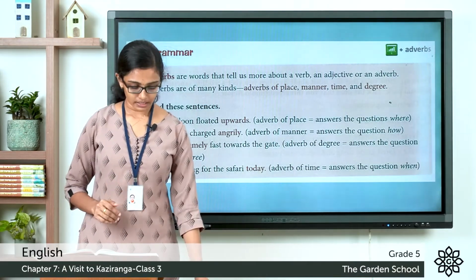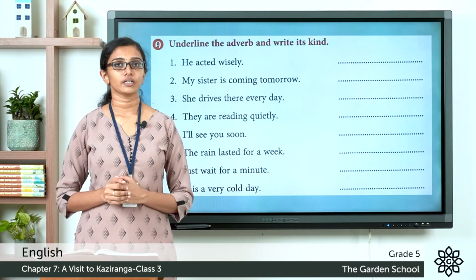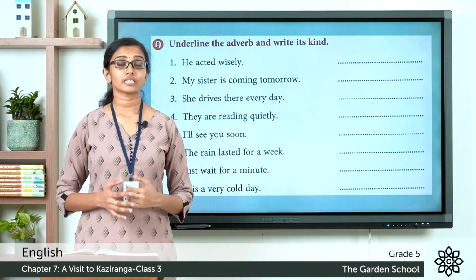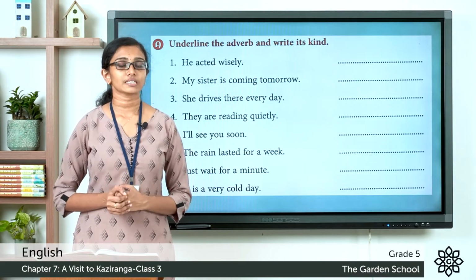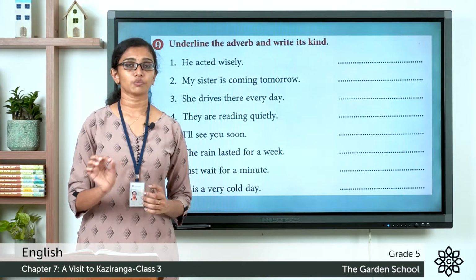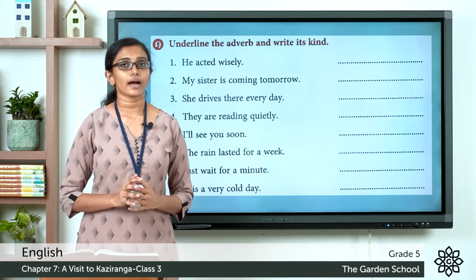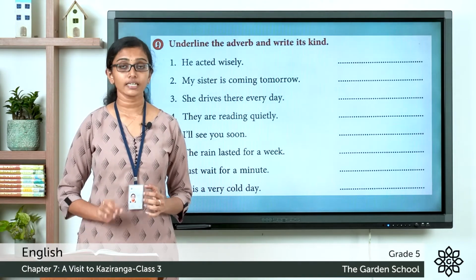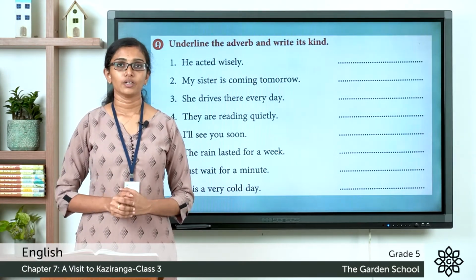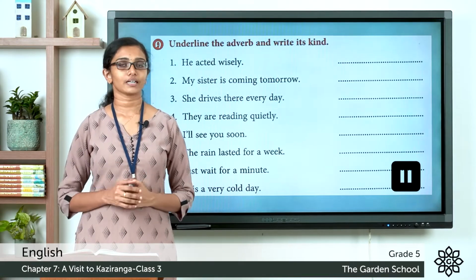Below you can see an exercise. Underline the adverb and write its kind. So you can see a few sentences given here. In each of the sentences, you have to identify and underline the adverb in the sentence and you have to mention which type of adverb it is. You have to write it in the space provided there. You do this as an activity now. Please pause this video, finish it and come back.